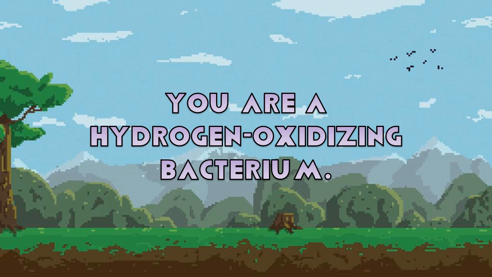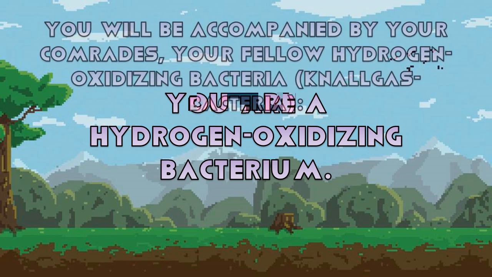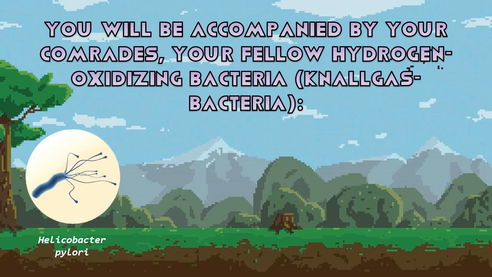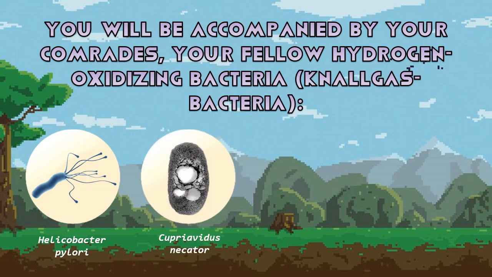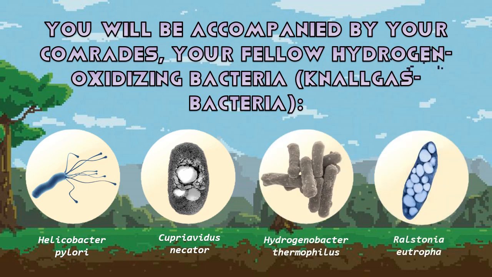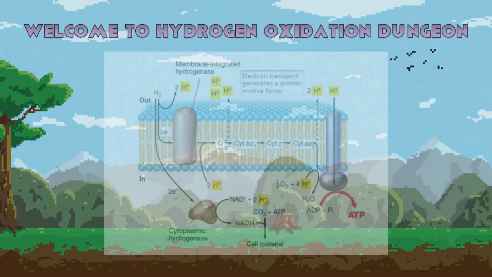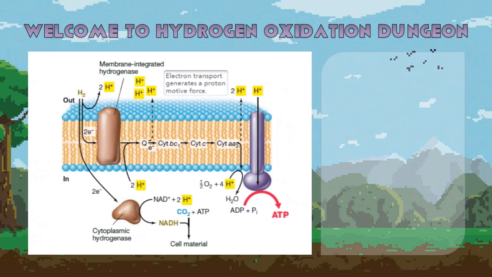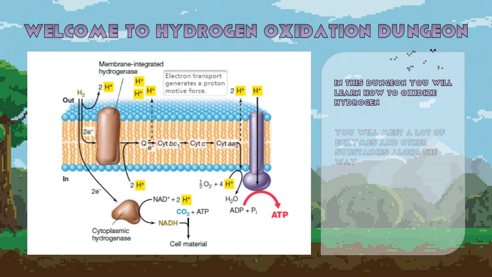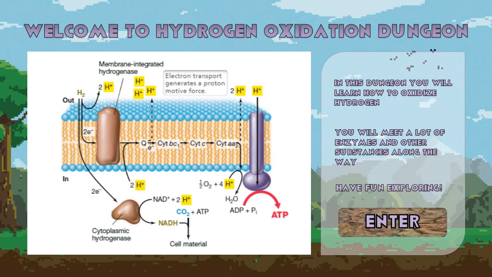You are a hydrogen oxidizing bacterium. You will be accompanied by your comrades, your fellow hydrogen oxidizing bacteria. You utilize hydrogen as an energy source aerobically. This process is called hydrogen oxidation, wherein hydrogen serves as an electron donor and is oxidized by a membrane-bound hydrogenase, causing proton pumping via electron transfer to various quinones and cytochromes.